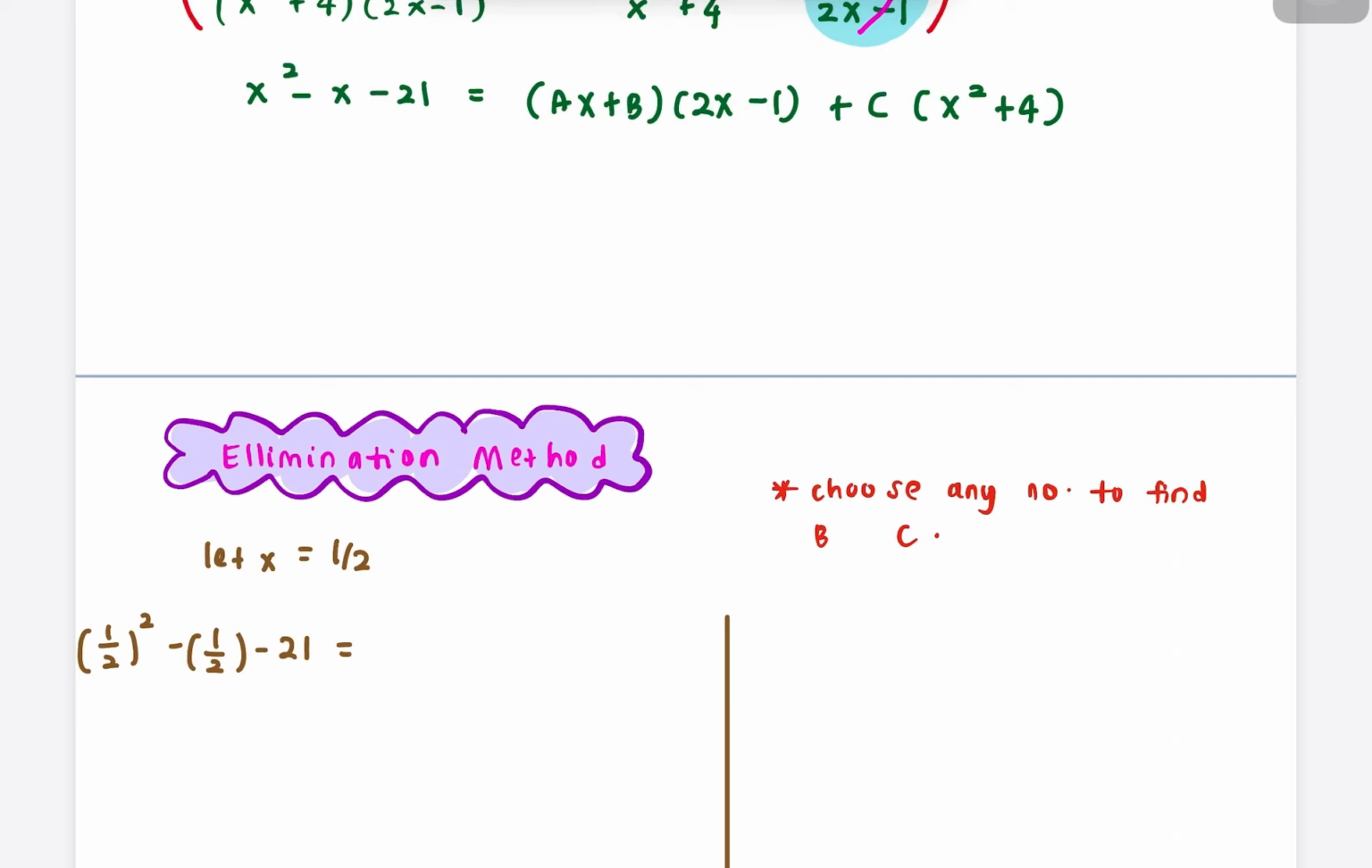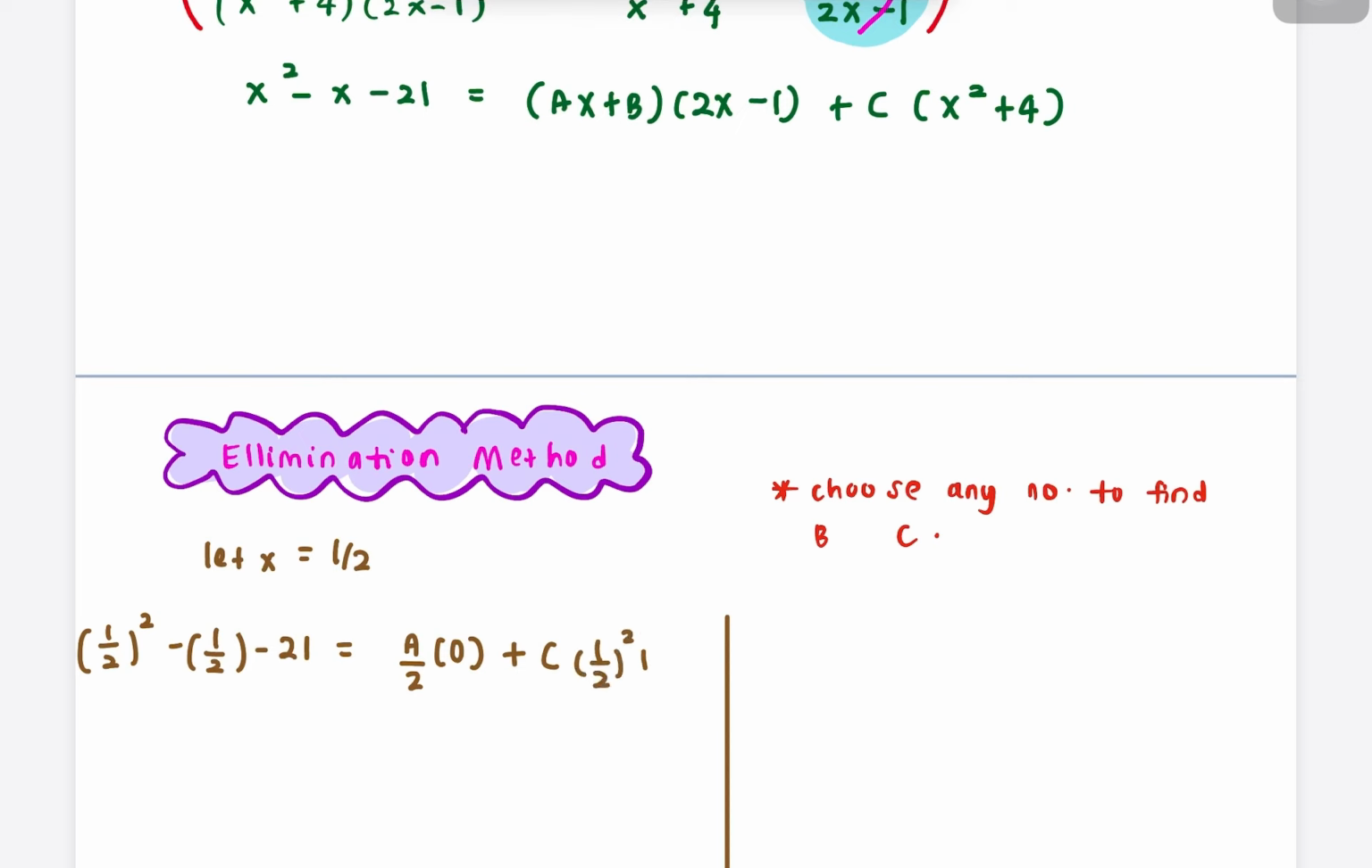Half times 2 is 1. 1 minus 1 is 0. So you have 0 here. This is 0. Plus c times half squared plus 4. This is half squared plus 4. Okay. Just substitute all these x values. Make sure all these x values you substitute with half.